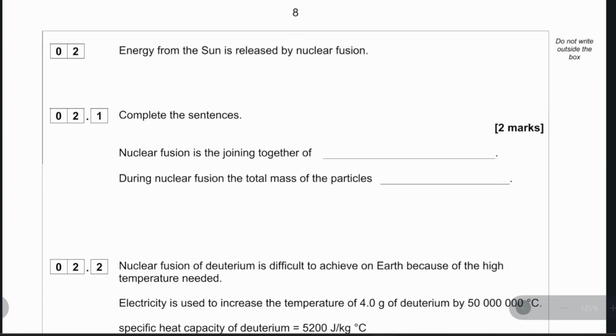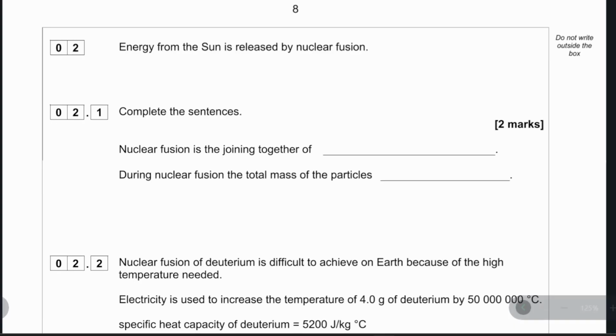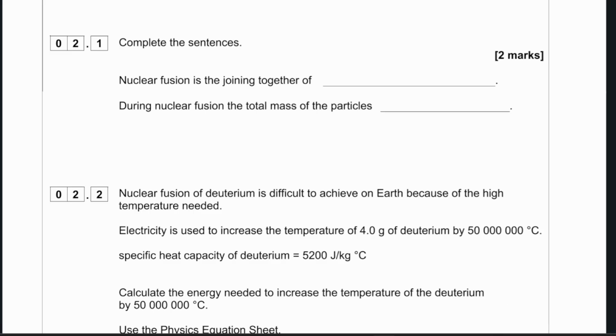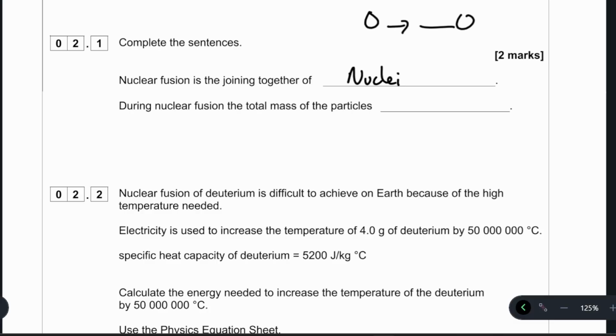Okay, great. Question 2 then. Energy from the sun is released by nuclear fusion. We want to complete the sentence: nuclear fusion is a joining together of what? And during nuclear fusion, the total mass of the particles does what? The first one is a joining together of nuclei. You're going to collide one nucleus from this side with one nucleus from this side and join them together. Effectively, you're joining together several nuclei.